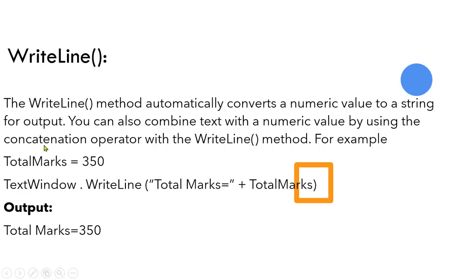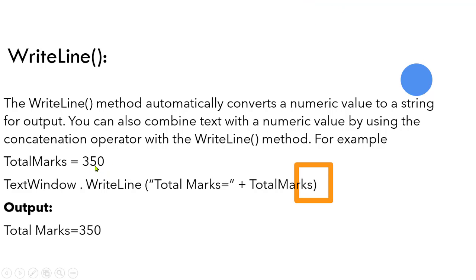Students, what is concatenation operator and which sign is used as concatenation operator? You have learned that we use plus sign as the concatenation operator. How we can concatenate a numeric value with a string in write line method? For example, total marks is equal to 350. Students, here total marks is a numeric variable.